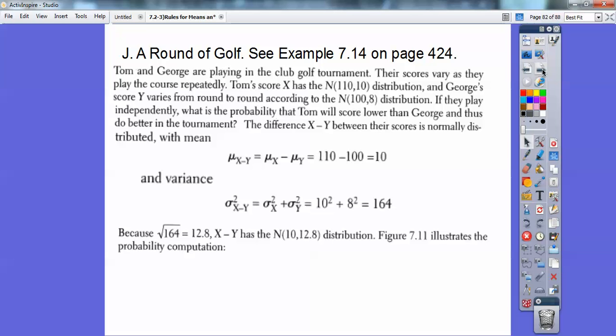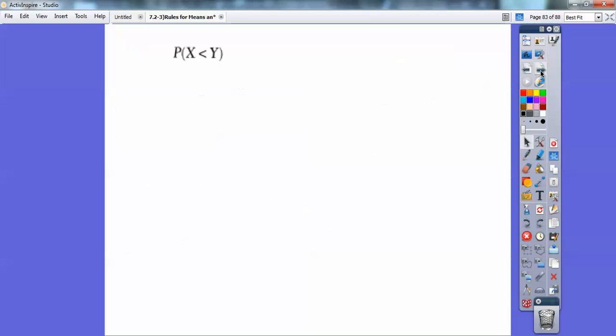And because the square root of 164 is 12.8, the difference of their scores is going to have a normal distribution of 10 with the standard deviation of 12.8. I'll show you this figure in a few slides later. So let's go ahead and crank this out. We want to know the probability that Tom's going to be less than George. Remember George was Y and Tom was X. If I subtract Y from both sides, look what happens. I get X minus Y is less than 0, so that's the same thing right there.